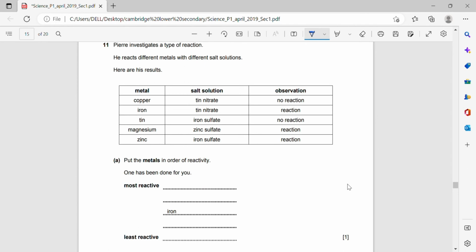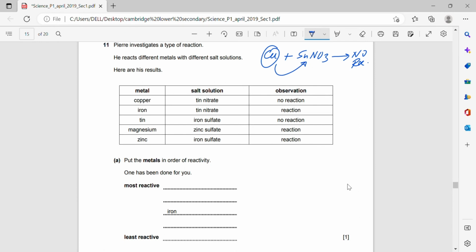Okay. We have copper. The salt solution is tin nitrate. No reaction. So when we put the copper with the tin nitrate there was no reaction, meaning the copper could not displace the tin.